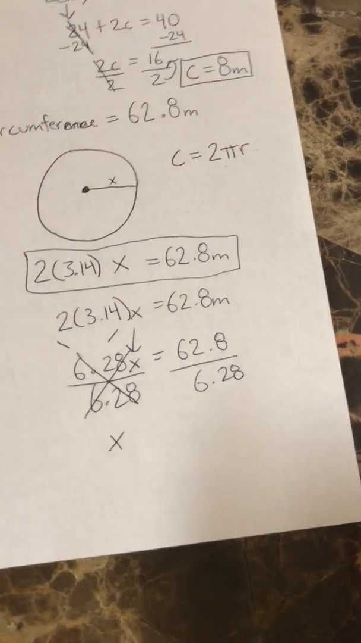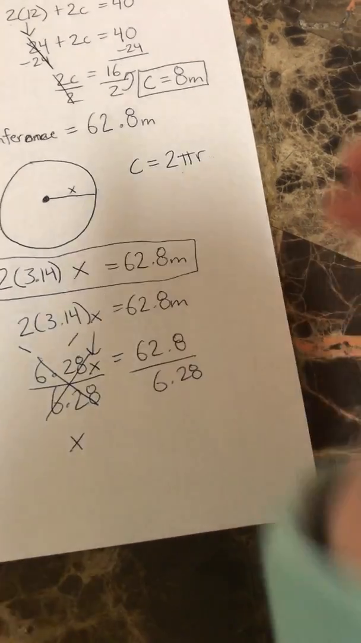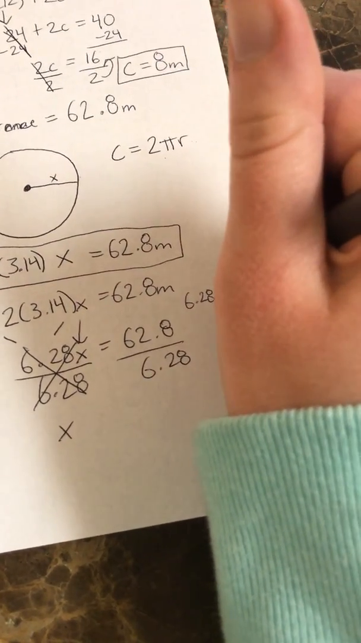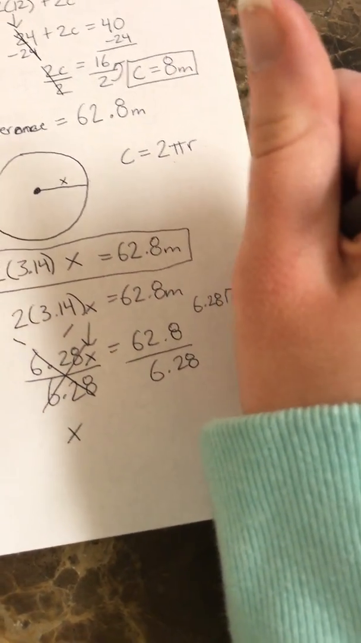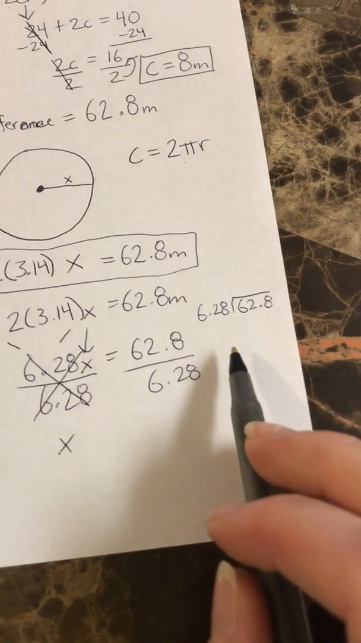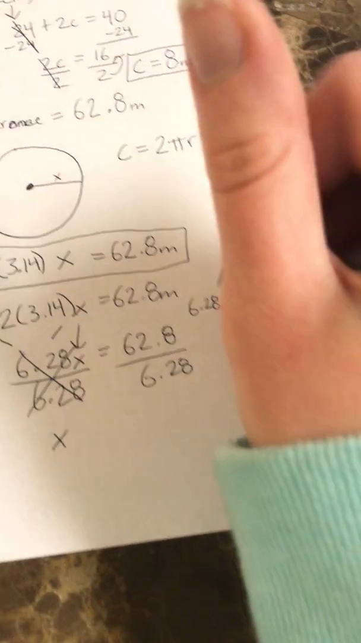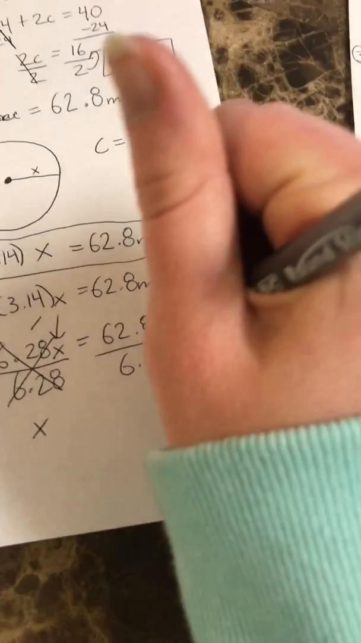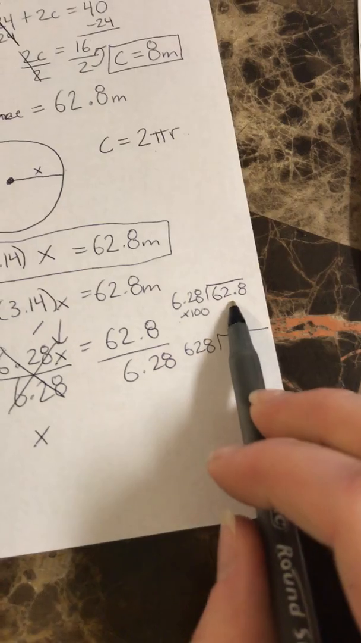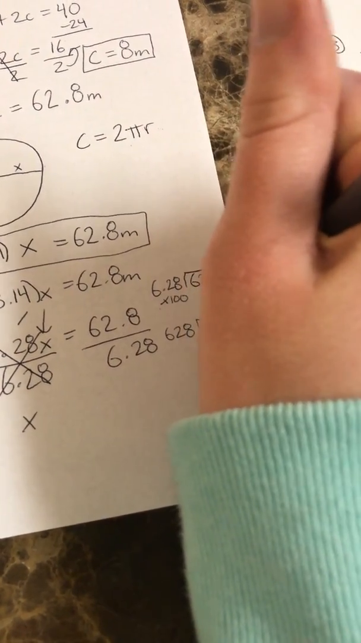We need to solve. Now we have a division problem, okay? So let's write that over here. So we're going to have 62.8 divided by 6.28. Can we divide 2 decimals by each other? No, we cannot. We need to get this into a whole number. To turn this into a whole number, we're going to have to multiply by 100. It's going to turn it into 628. What we do to one side, we have to do to the other side. So this one is going to turn into 6,280.